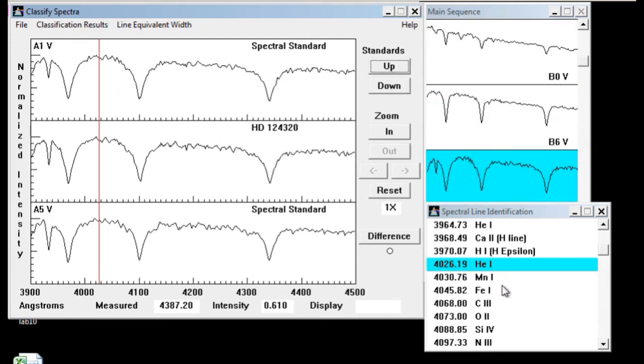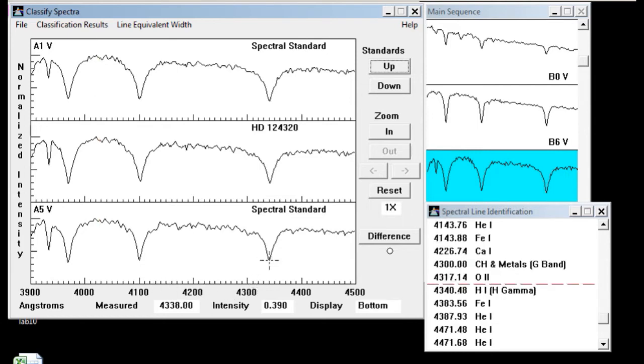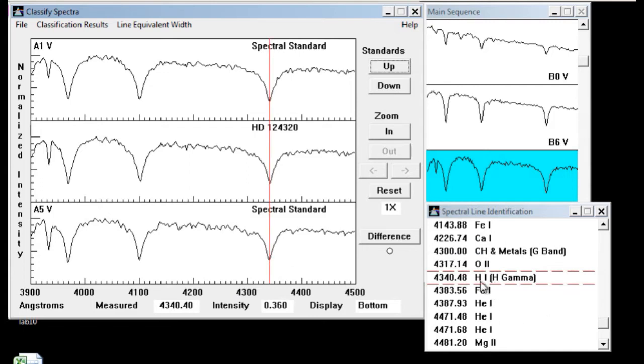What the handout wants us to do is look for a specific trough. 4341 is the one they tell us, which I believe is right here. And what line is that? So that is the hydrogen line. Most stars will have a hydrogen line, because as you know, hydrogen is what fuels stars. There's hydrogen all around stars. Almost everything is made of hydrogen. So it makes sense that most stars will have a hydrogen line.